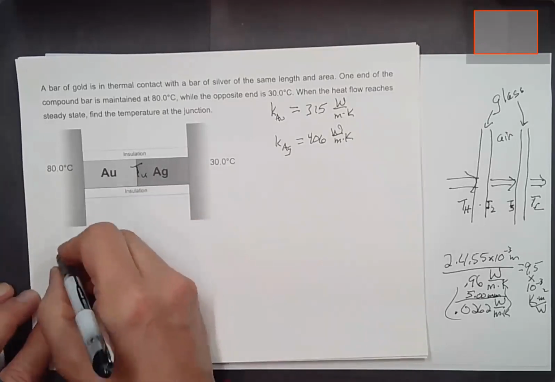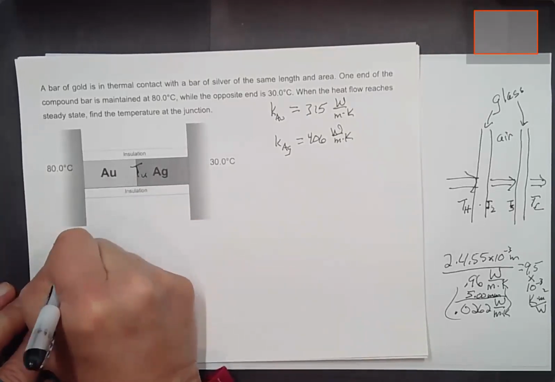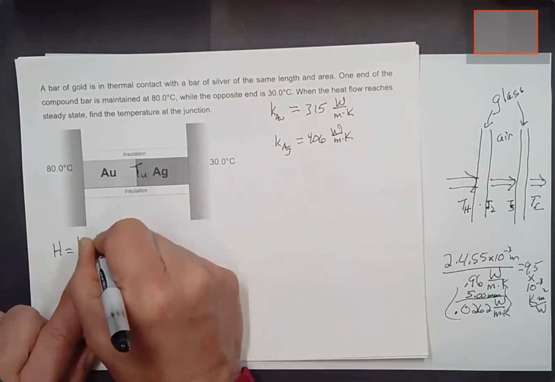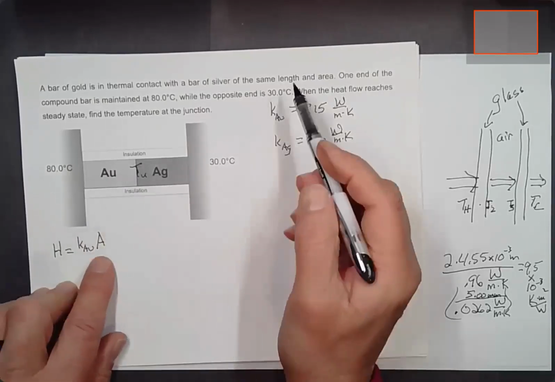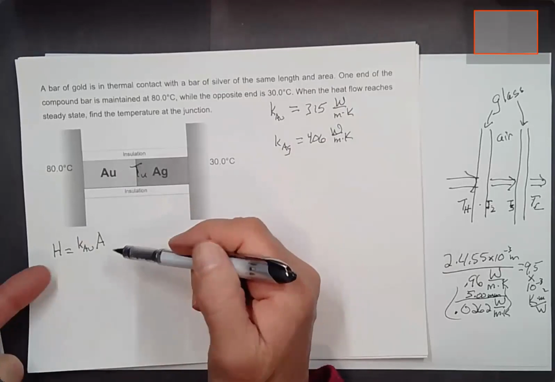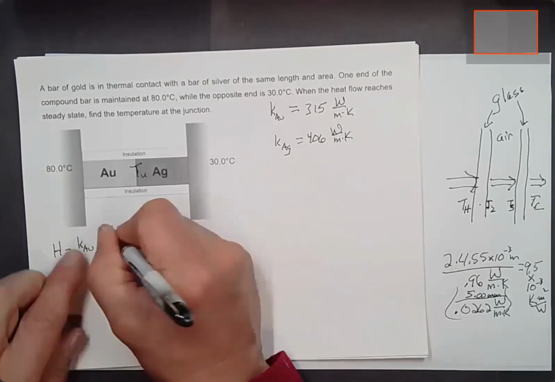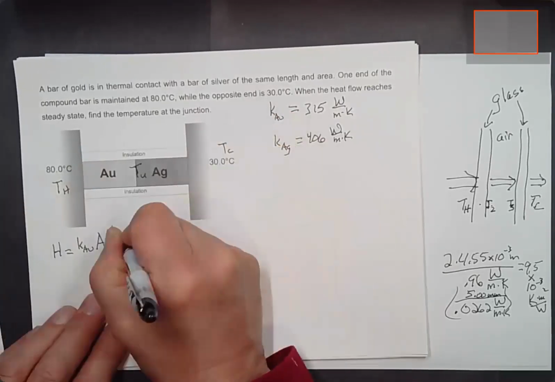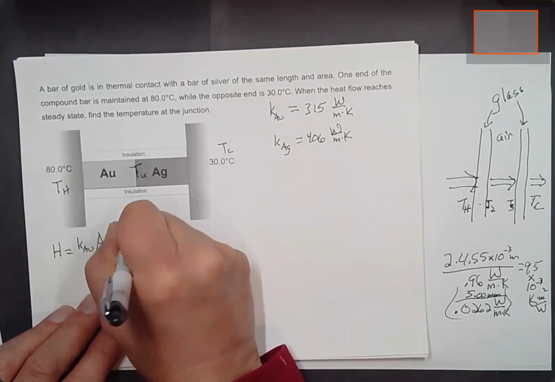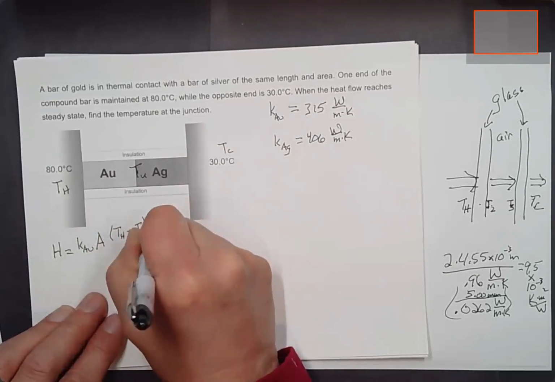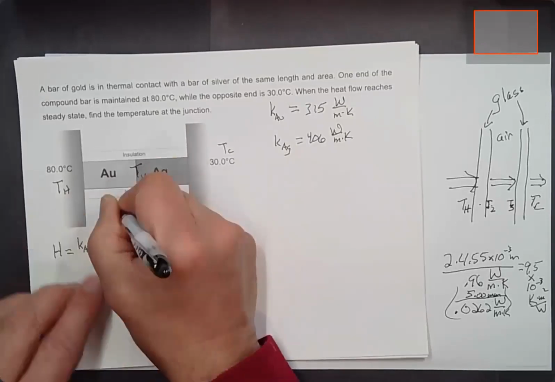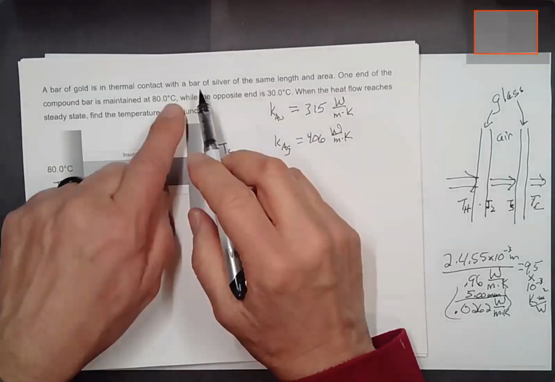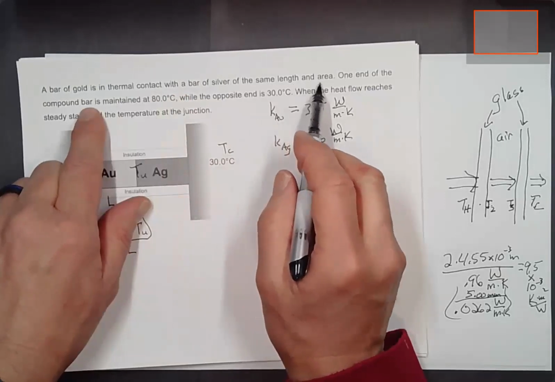So for the heat flow through the gold, we'll have that H is equal to K for the gold times the area of the gold, which we're not given. So we're going to have to be clever about how we solve this thing. And then times, I'll call this T sub H and this T sub C. So I'll have T sub H minus T sub U, the unknown temperature, divided by the length of the gold. And it says a bar of silver of the same length and area, that's of the bar of gold.